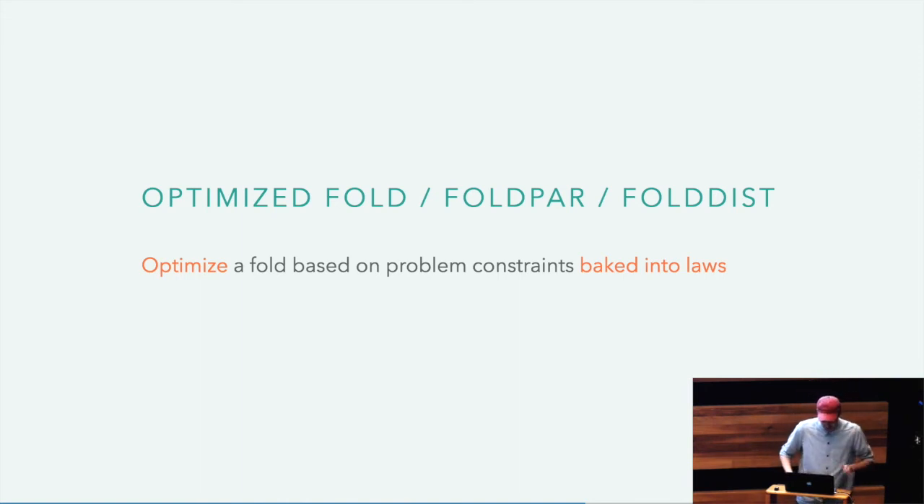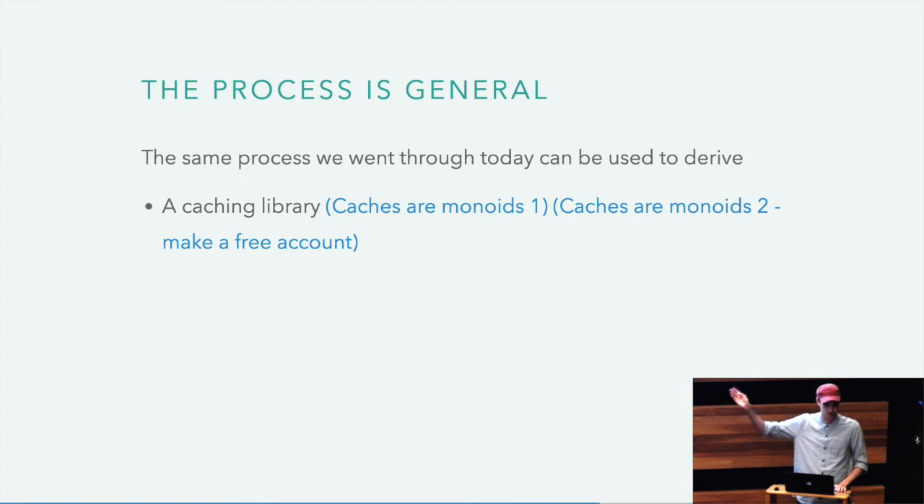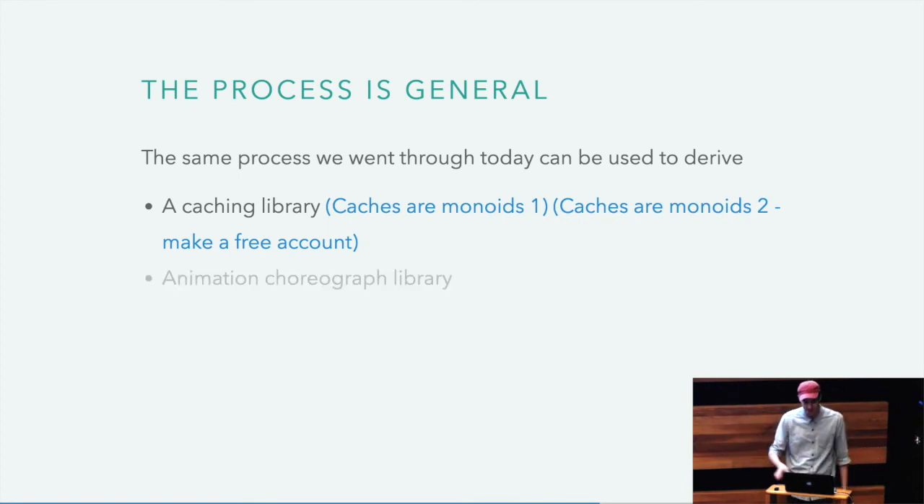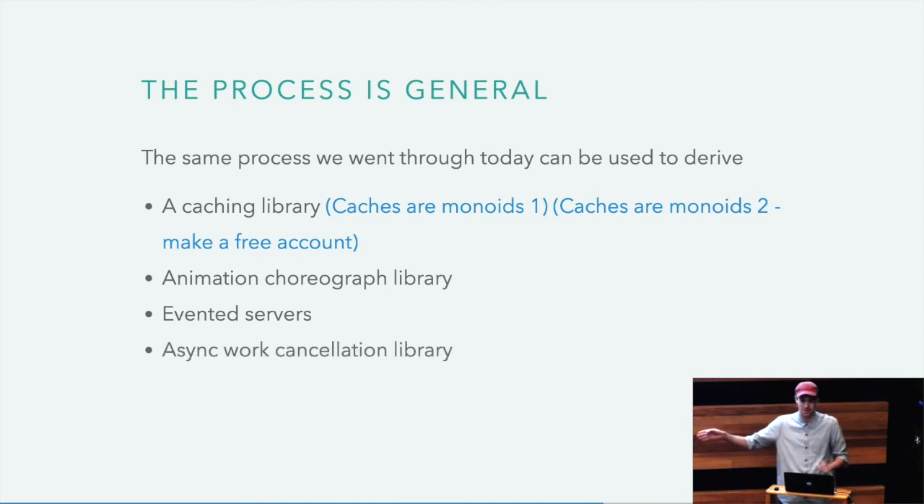What I want to stress is that this process is general. The same process we went through today can be used to derive a caching library, and I've talked about this a bit before, so you can click on that. It can also derive an animation choreograph library, or evented servers, where you have a server that handles one event and combine these into servers that can handle all events. You can build an async work cancellation library. I have this in the appendix if you find these slides. And whatever else you come up with.